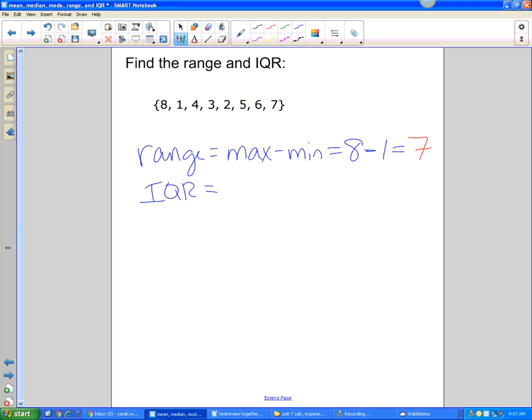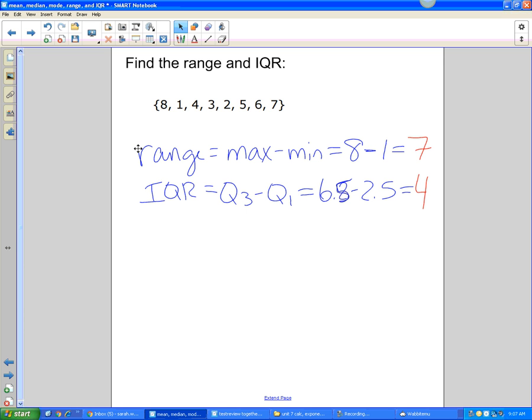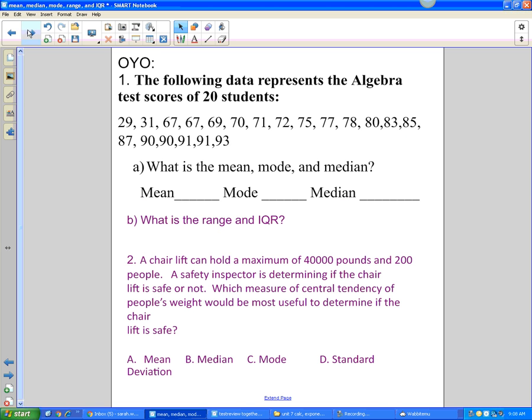All right, and we're going to do the IQR. Dylan, what's the formula for IQR? Haley, what do you have for Q3 and Q1? Ethan G, what is 6.5 minus 2.5? Good. 4. Okay. All right, any questions on those?